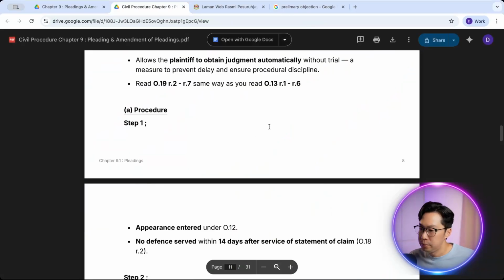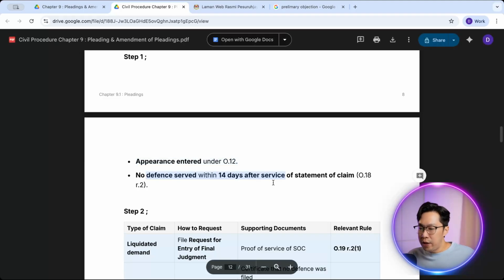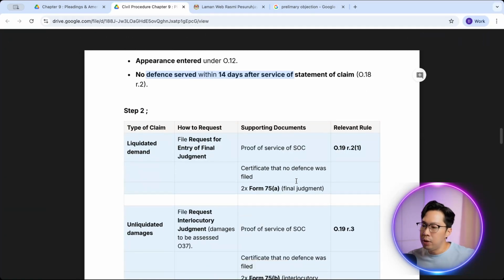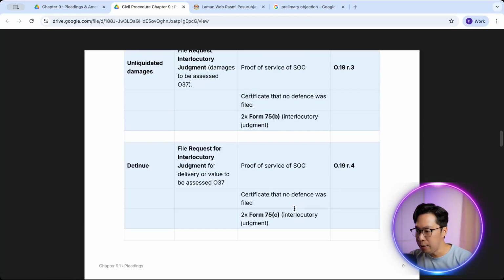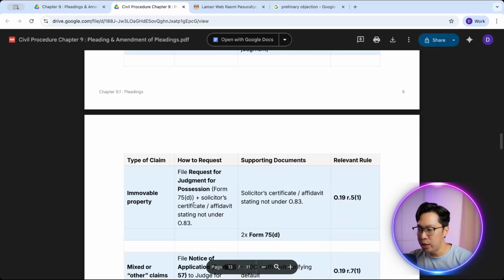Now, come back to your notes. Okay, appearance entered, no defense served. So I write out the procedure for you. If it's liquidated, file request for entry of final judgment, proof of service of statement of claim, certificate that no defense was filed, and then final judgment form. So your judgment form is 75A. You look at Form 75 at the back. Why do I use A? Because A is for liquidated, isn't it? B, same thing. C, same thing. And this one, immovable property, then slightly different.